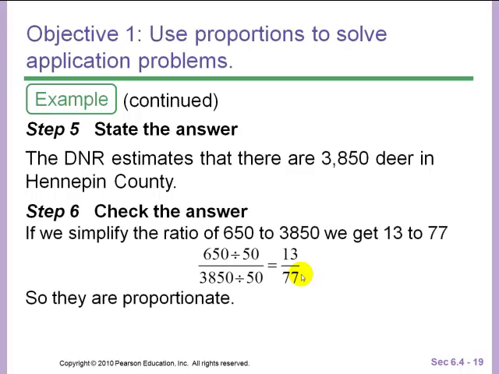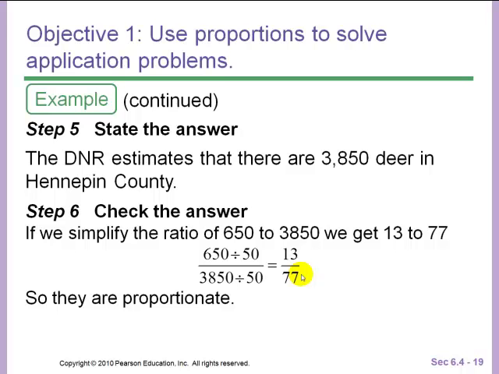We can check this. In this case, we could use simplifying. The proportion that we would get for tagged to total would be 650 over 3,850. If we simplify both of these, we get the fraction 13 over 77. So we know in this case that we did our arithmetic correctly. That doesn't necessarily mean we had our proportion set up correctly.